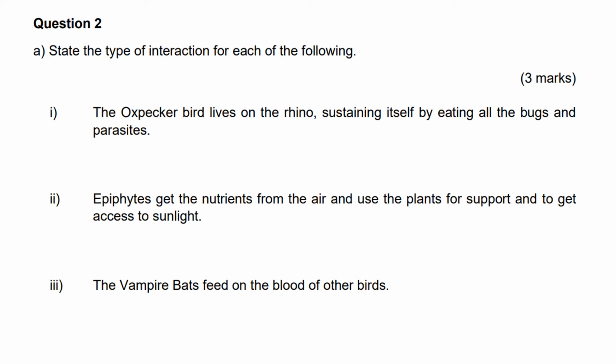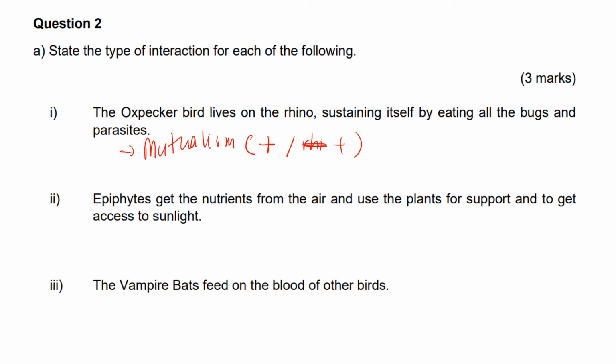Still in the chapter ecology, question 2a, state the type of interaction for each of the following. Number 1, oxpecker bird lives on rhino, sustaining itself by eating all the bugs and parasites. So this type of interaction is mutualism. The oxpecker bird benefits from the interaction, and so does the rhino.